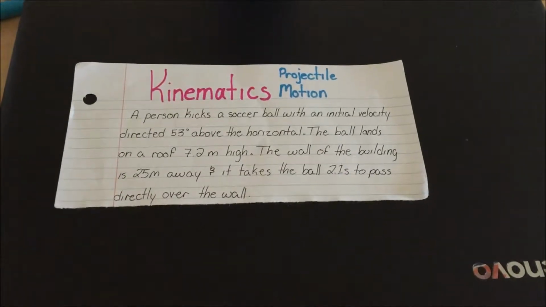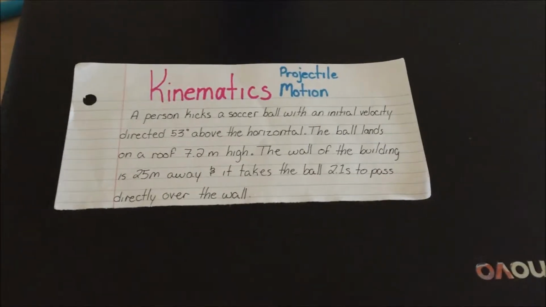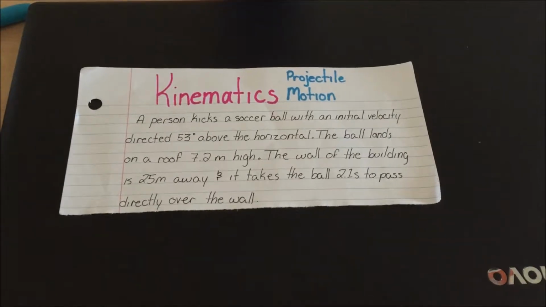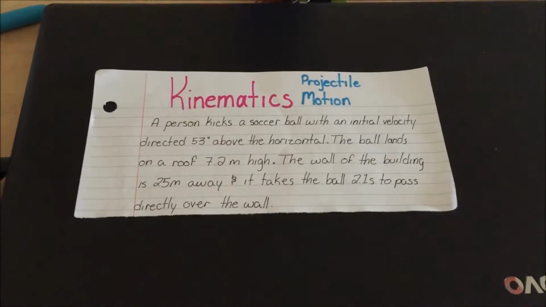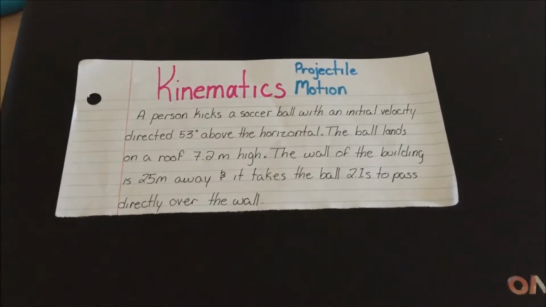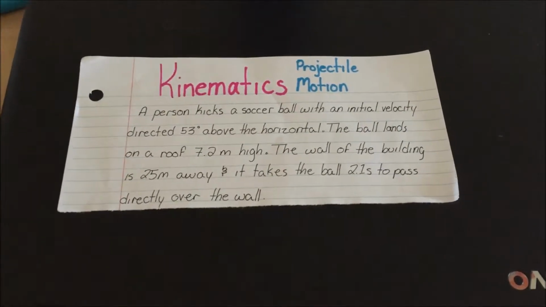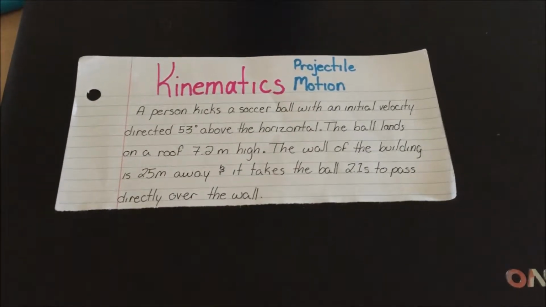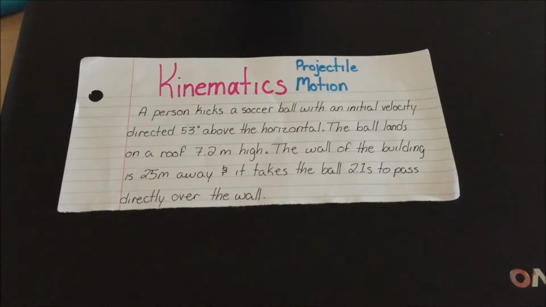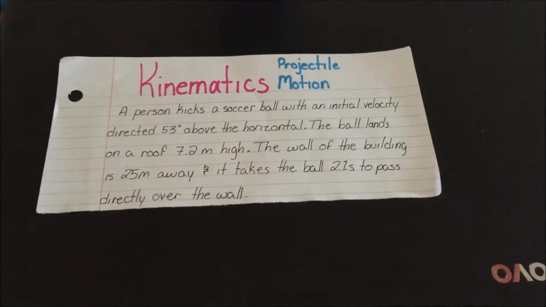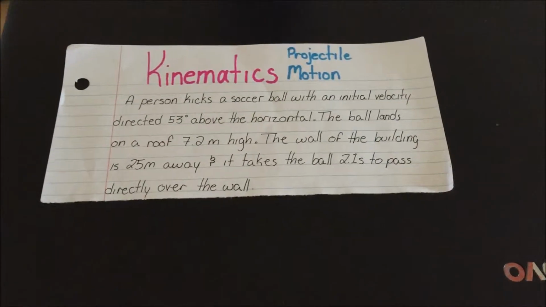The first question I chose to solve for my student-directed study was under the Kinematics unit, under Projectile Motion. The question is: a person kicks a soccer ball with an initial velocity directed at 53 degrees above the horizontal. The ball lands on a roof 7.2 meters high. The wall of the building is 25 meters away, and it takes the ball 2.1 seconds to pass directly over the wall. The first step in solving this question is to draw out a diagram so you can see what is happening.